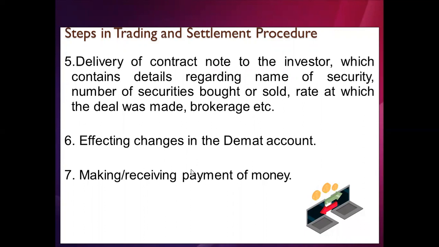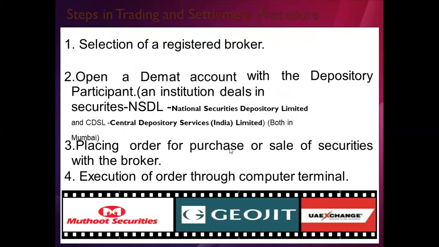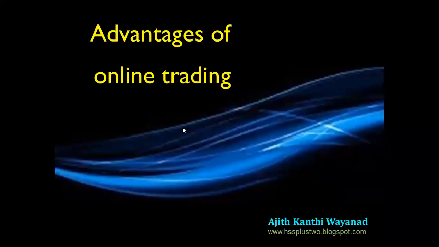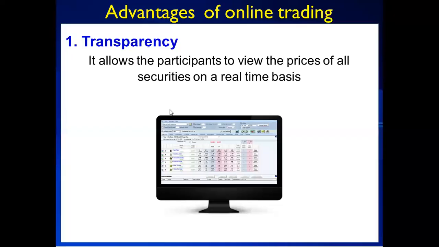Please understand that, children. So these are the 7 steps or procedure: broker selection, demat account opening with the DP, depository participant, NSDL, CDSL. Remember these names, children. We'll study about these in detail in the coming slides. After that, the order will be given for purchasing or selling. The order will be executed with the help of a computer. Then the contract note will be delivered, and the demat account will be changed accordingly once the money is received or paid.